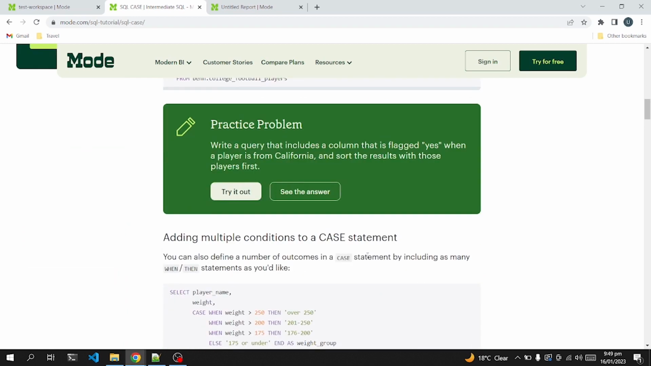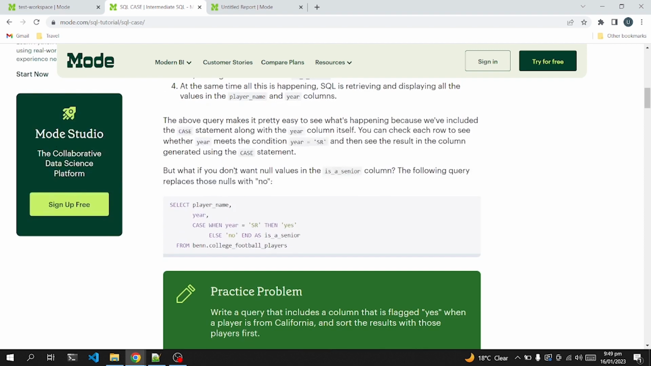In this first problem, we have to write a query that includes a column that is flagged as yes, which means we have to define a condition before the FROM keyword. When a player is from California, we have to sort the results with that player first. So we have to flag it yes if the player is from California, otherwise ignore it, then sort the result based on that. So let's try it out.